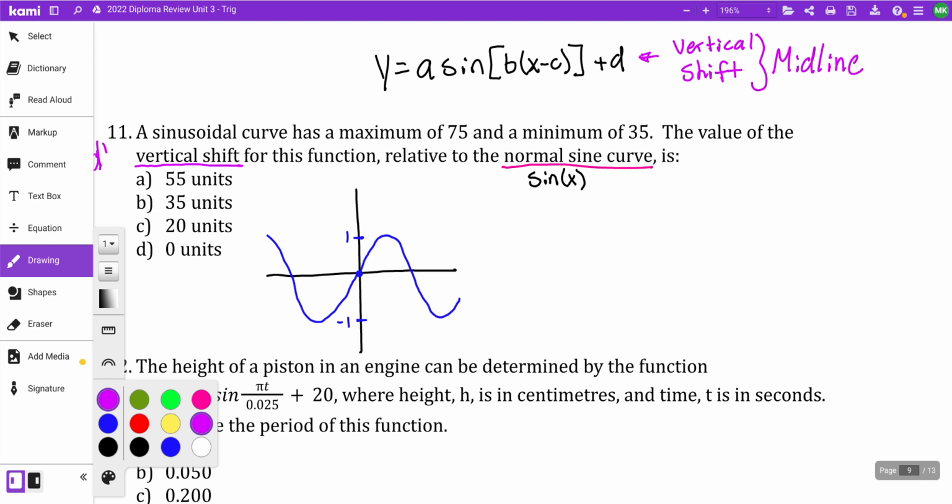I like to use a formula. The formula is max plus min divided by 2. I know that's the formula because midline's also average. And the way you calculate the average of a sine graph is like the highest point plus the lowest point divided by 2. And that'll cut it right in half for you. So for us, it means our d value is 75 plus 35 divided by 2. That means your d value is 55.